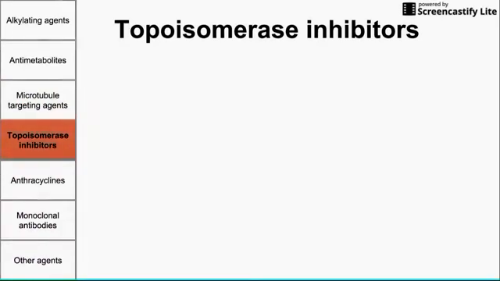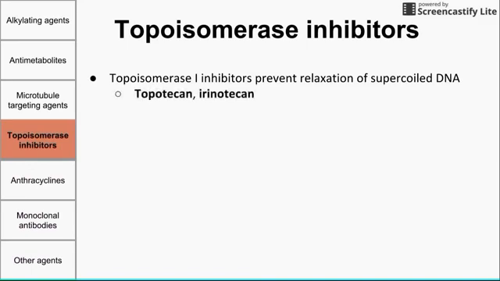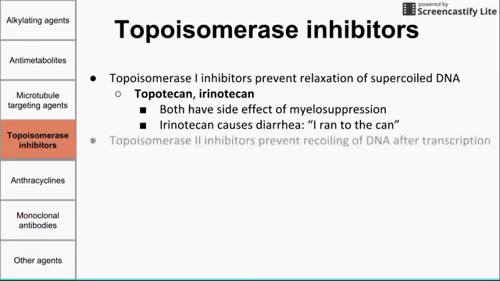Next class, topoisomerase inhibitors. There's topoisomerase 1, topoisomerase 2. The ones that inhibit topo 1 prevent the relaxation of supercoiled DNA. 2 of these to remember, topotecan and irinotecan. Irinotecan has a fun mnemonic to help you remember what it does. We'll get into that in a second. Both of these cause myelosuppression, like almost everything else we're talking about. Irinotecan causes diarrhea. Easy to remember because irinotecan sounds like I ran to the can. You ran to the can when you have diarrhea, caused by irinotecan.